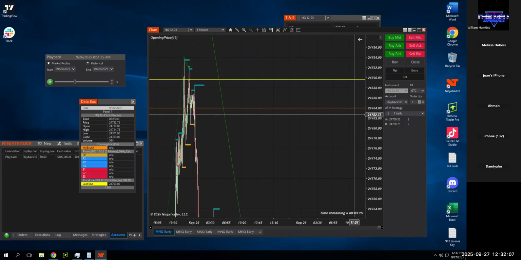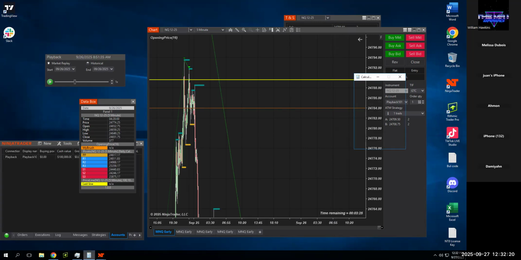Let's zoom in. Let's see how close it is. It is at 784. That yellow line isn't till 789. That's 5 points. Right, I get it.